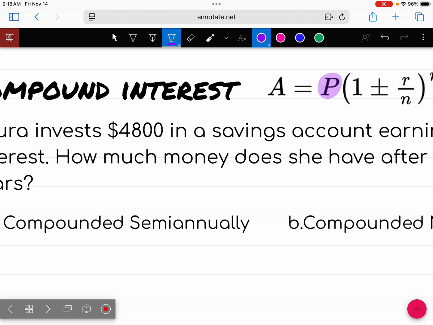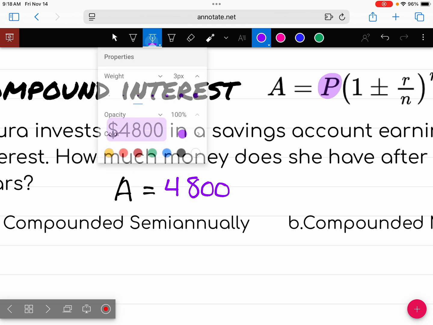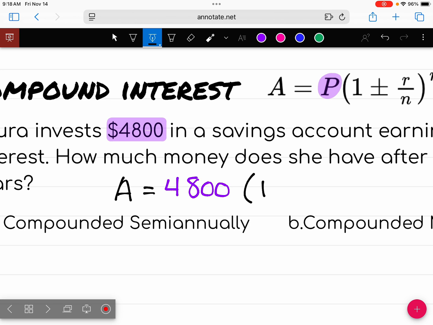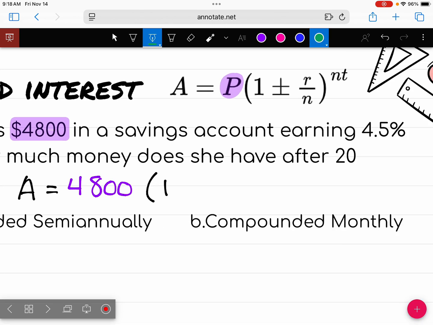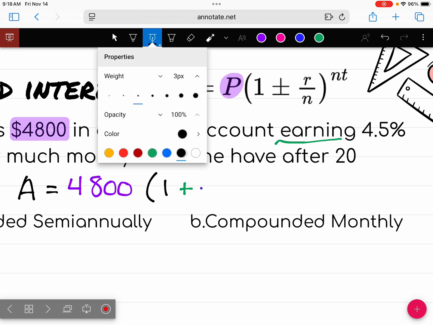What is our principal? 4,800. So the amount in our account is going to be based off our 4,800. Are we going to use the plus or the minus? Plus, because she is earning interest. So her amount is going to grow. We are then going to have our fraction.